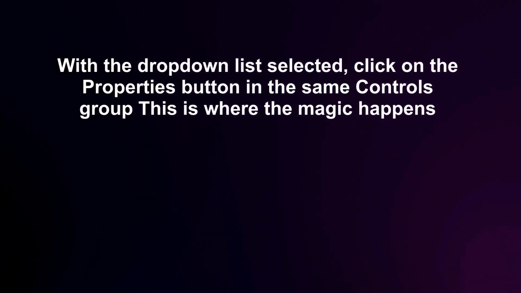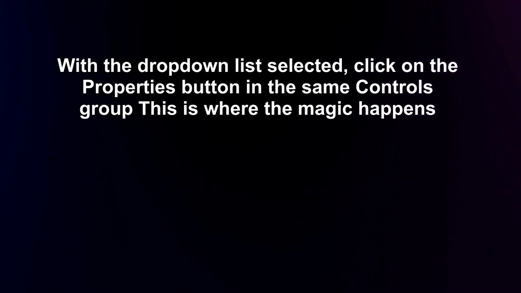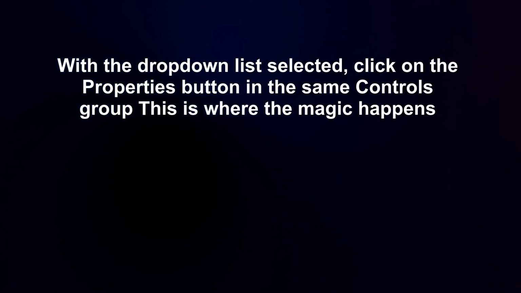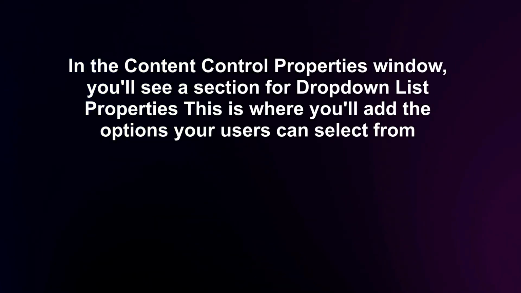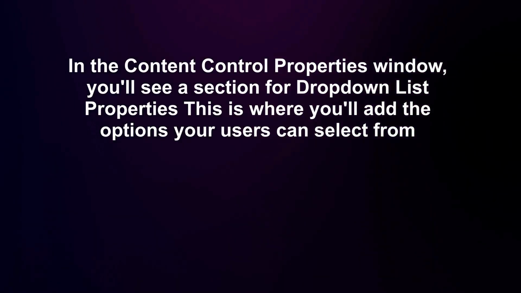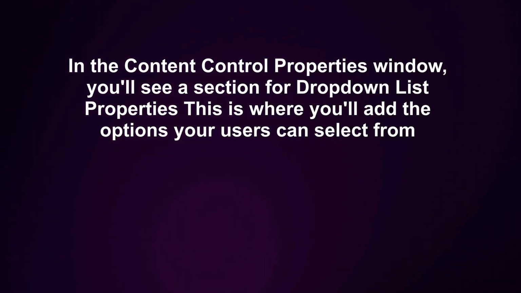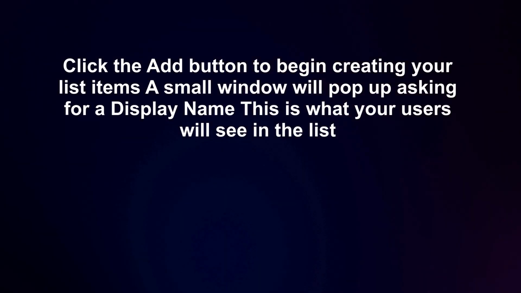With the drop-down list selected, click on the Properties button in the same Controls group. This is where the magic happens. In the Content Control Properties window, you'll see a section for drop-down list properties. This is where you'll add the options your users can select from. Click the Add button to begin creating your list items.